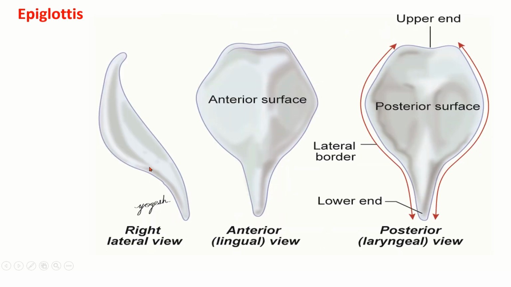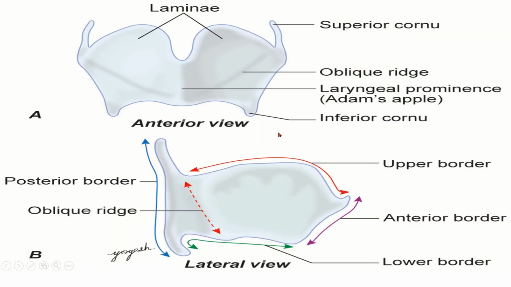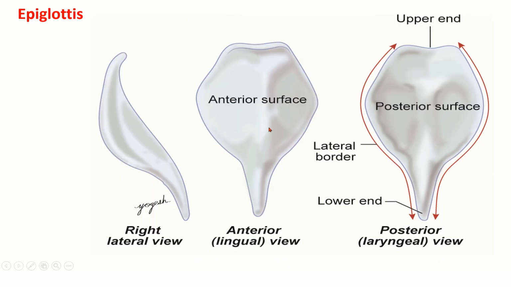So you can see epiglottis is leaf-like. Thyroid cartilage is shield-like. This is signet ring shaped, and if you see epiglottis, it is leaf-like.